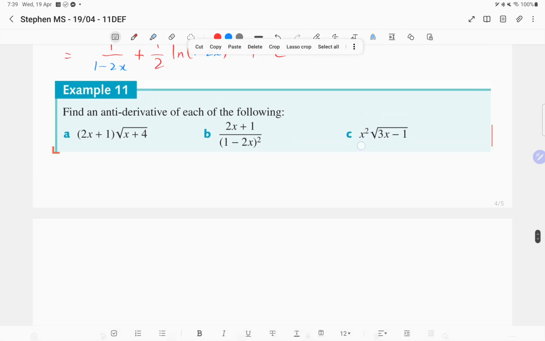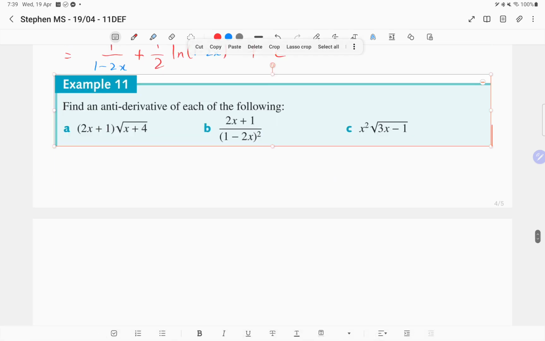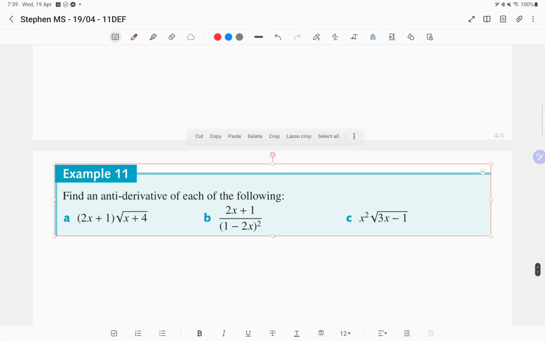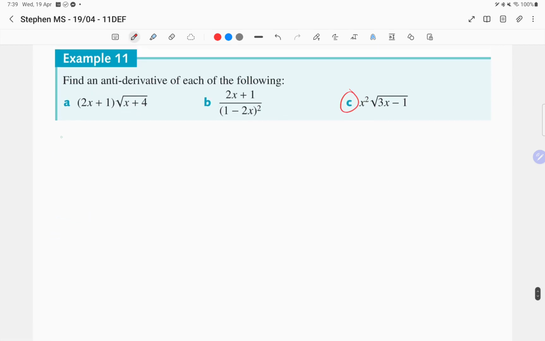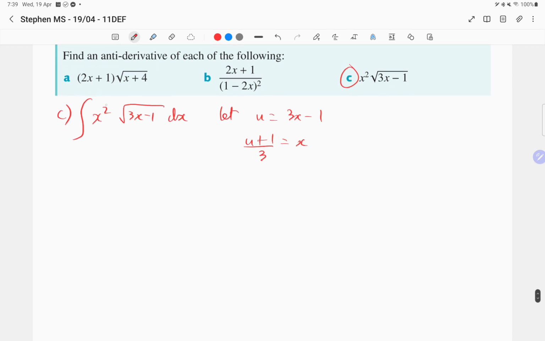Last one, example 11c. The technique is very similar, but the working is a little bit different. So antiderive this, dx. Let u equal 3x minus 1. So then (u plus 1) over 3 equals x. So you see this is x squared.